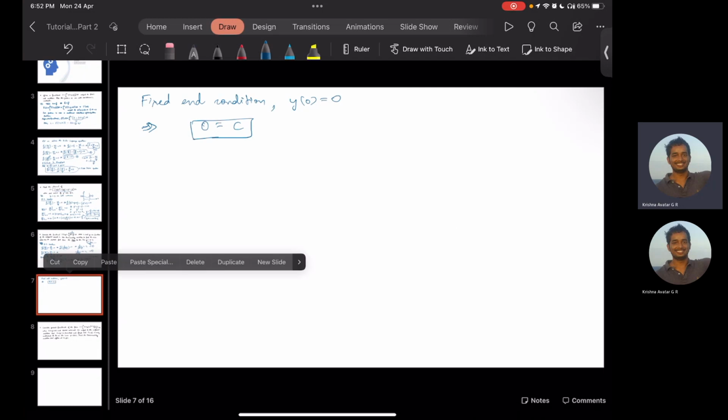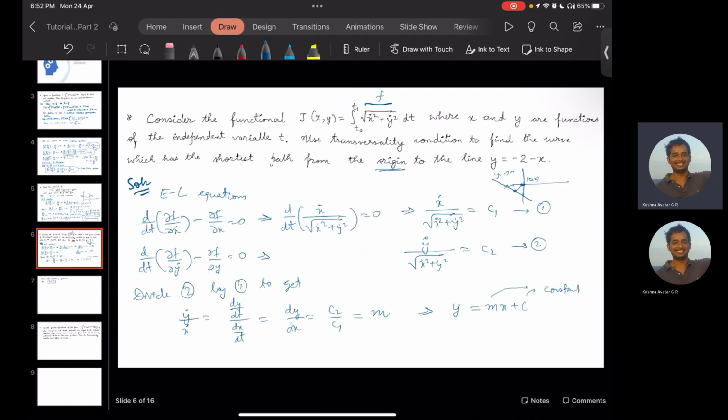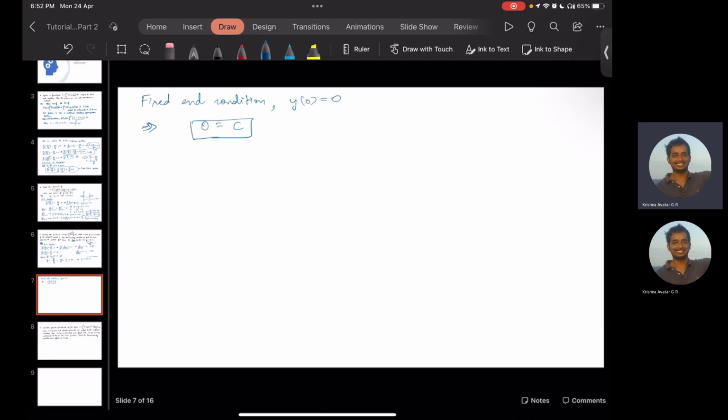Now let's use, since the other end can freely take any point on the line, which is y is equal to -2 minus x, so we need to have something. So which means the other end point is free. So we need to invoke the transversality condition. Transversality condition. Okay. So the transversality condition, what does it give us?